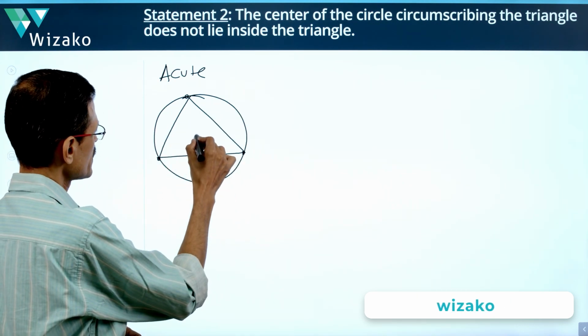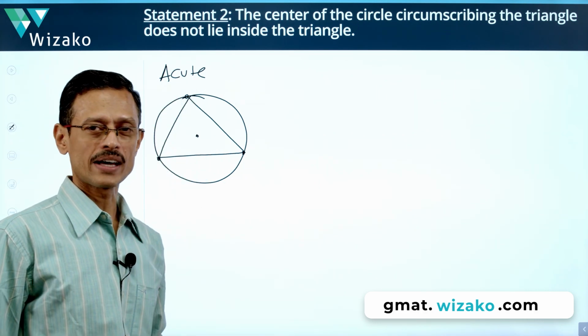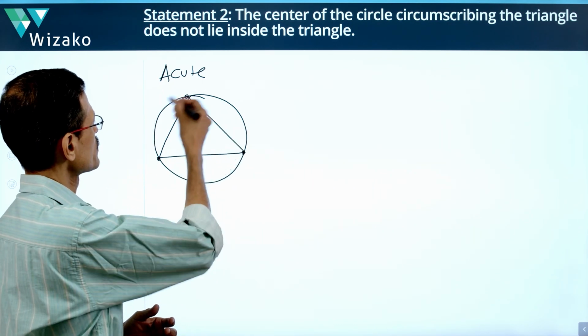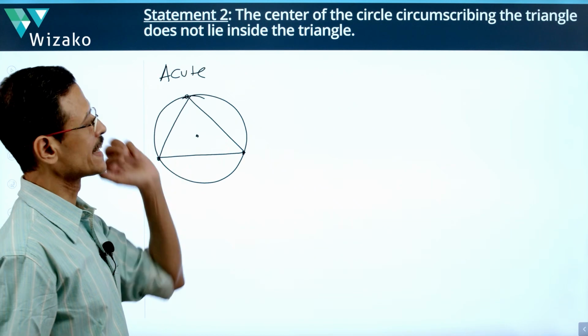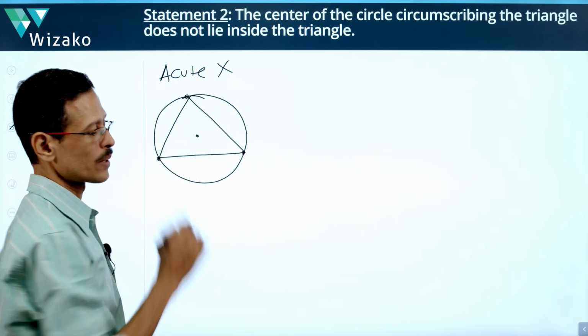If the center of the circle is inside the triangle, it will be an acute angle triangle. Or in other words, for an acute angle triangle, the center of the circumscribing circle will lie inside the triangle. Here they are saying it does not lie inside the triangle from statement 2. So we know it is not an acute angle triangle.